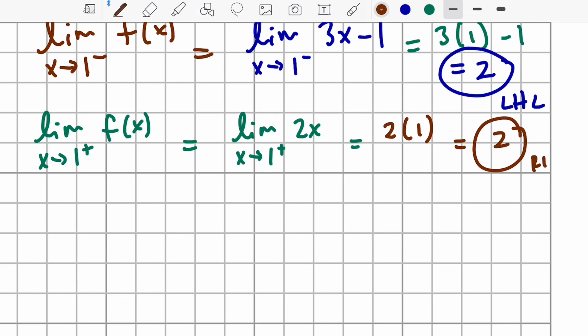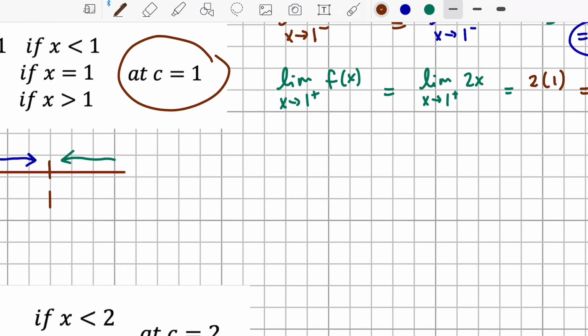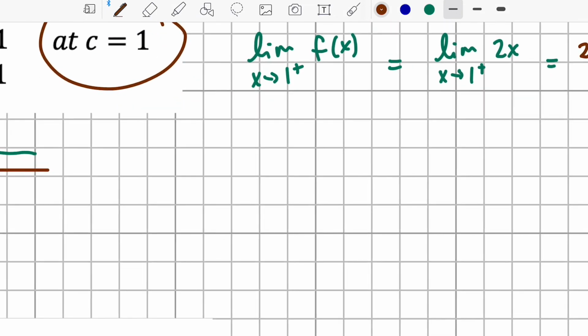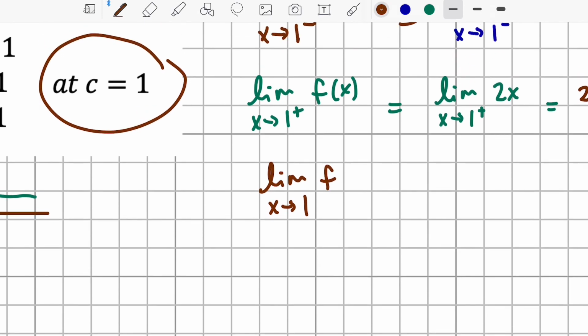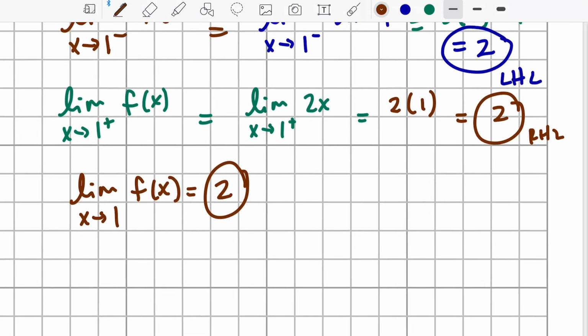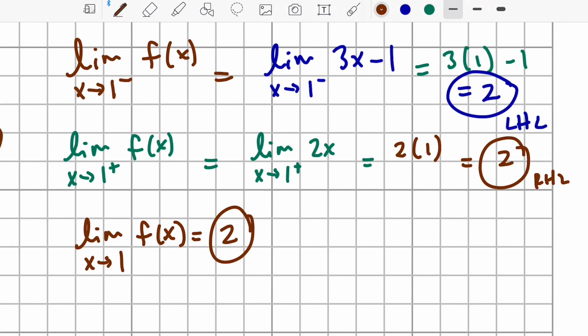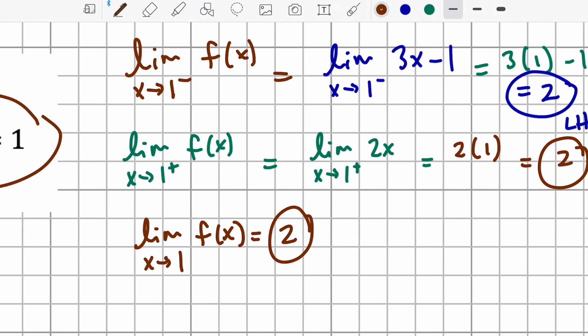Now the right-hand limit is also 2. They're equal to each other. So now that tells me that the limit as x approaches 1, because now we want just the c by itself, of f of x is equal to 2. The reason is because the left-hand limit and the right-hand limit are equal to each other. So therefore the limit at 1 is 2.